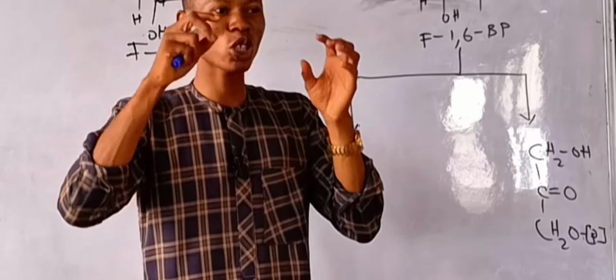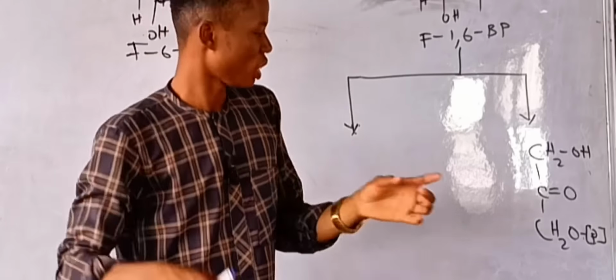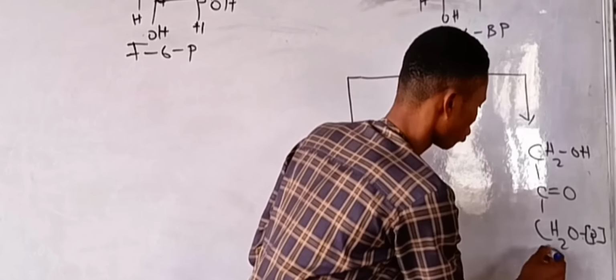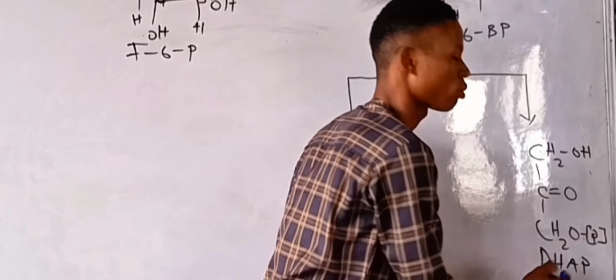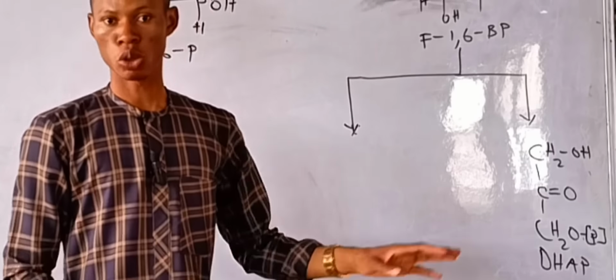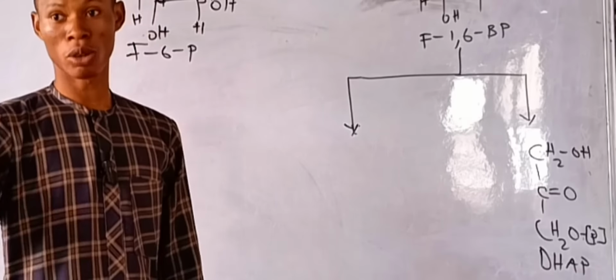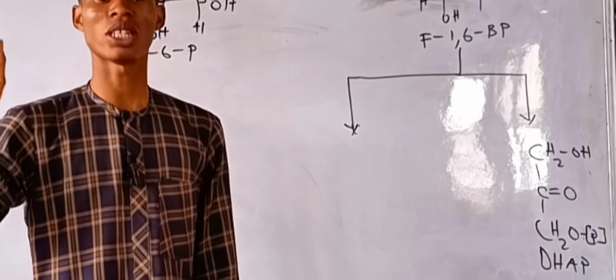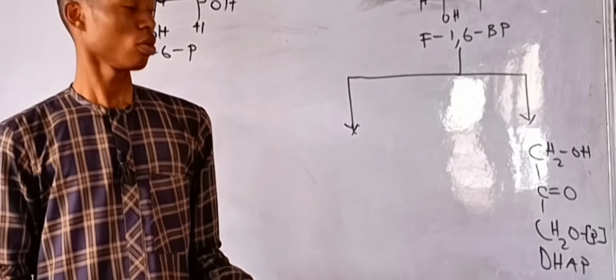This is dihydroxyacetone phosphate. Forget about the long name, just look into the meaning of the name. This is dihydroxyacetone phosphate. Do you get? After now, you will draw this pathway from the start to the end for me with structures.